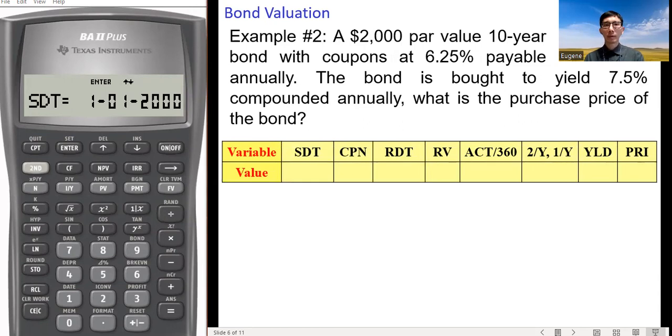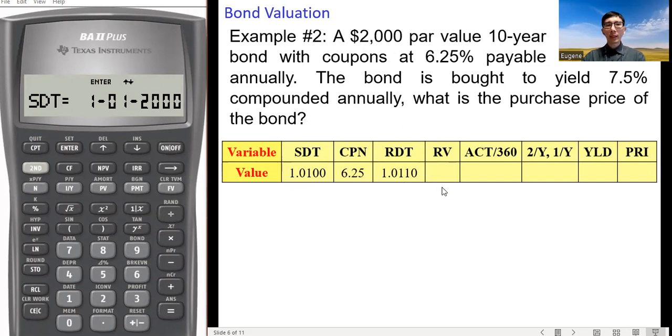Key in the variable SDT, the settlement date. No information from the question, so we simply set January the 1st in the year 2000. CPN, the coupon rate, 6.25%. And then RDT, the maturity date, 10-year bond. So 10 years after January the 1st in the year 2000 is January the 1st, 2010. So we key in 1.0110 for the variable RDT.